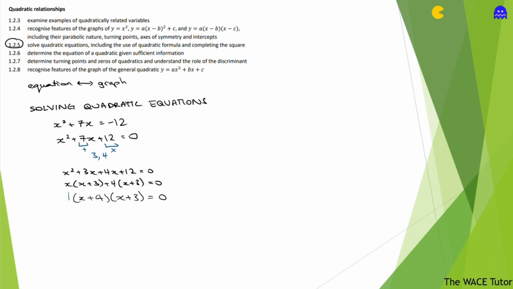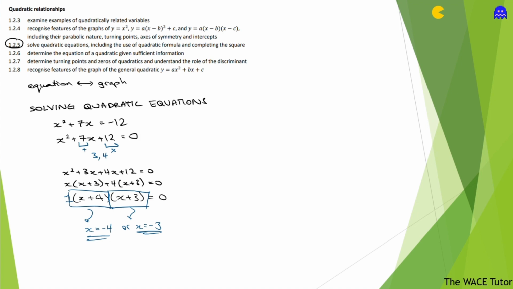And so now we know, using the null factor law, that either this has to equal 0 or this has to equal 0. A in this case equals 1, so we've got a 1 out the front here. And so x plus 4 equals 0 or x plus 3 equals 0. From this we know that x has to equal minus 4, and from this we know x has to equal minus 3. Okay? So x equals minus 4 or x equals minus 3. And this is the solution for the quadratic equation x squared plus 7x plus 12. Essentially, the solution is we're finding our roots, which is what I showed on that previous slide.